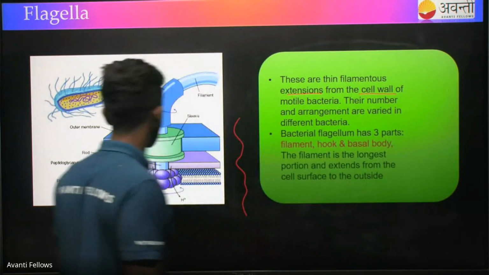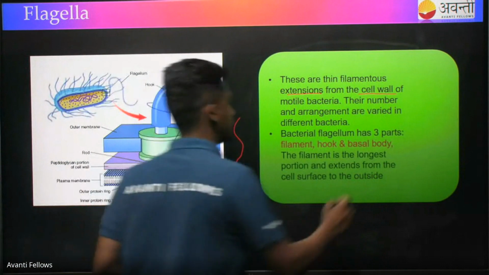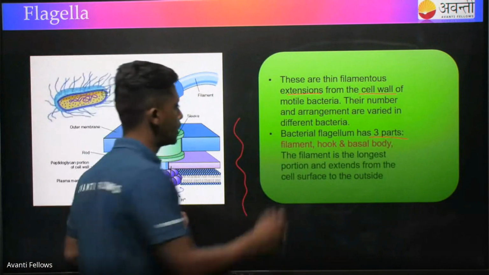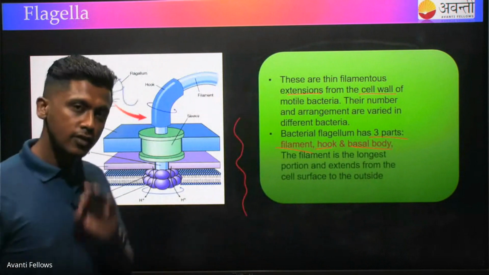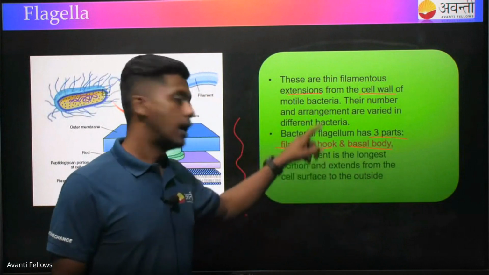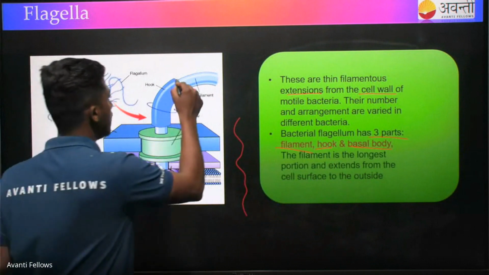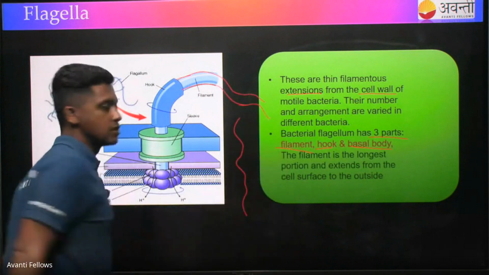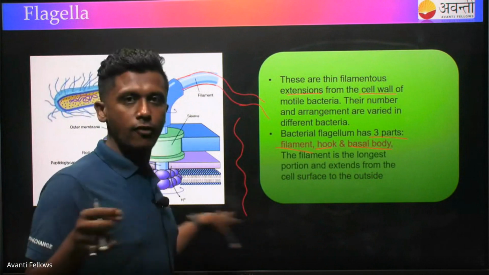If you look at the structure of the flagella of bacteria, you can divide it into three parts. What are those parts? One is the filament, the next is the hook, and the other is the basal body. Remember this. There are three important parts with respect to flagella. It's very easy to remember. The filament is a very long whip-like or tail-like structure which moves in rotation and helps in the motility of the bacteria.